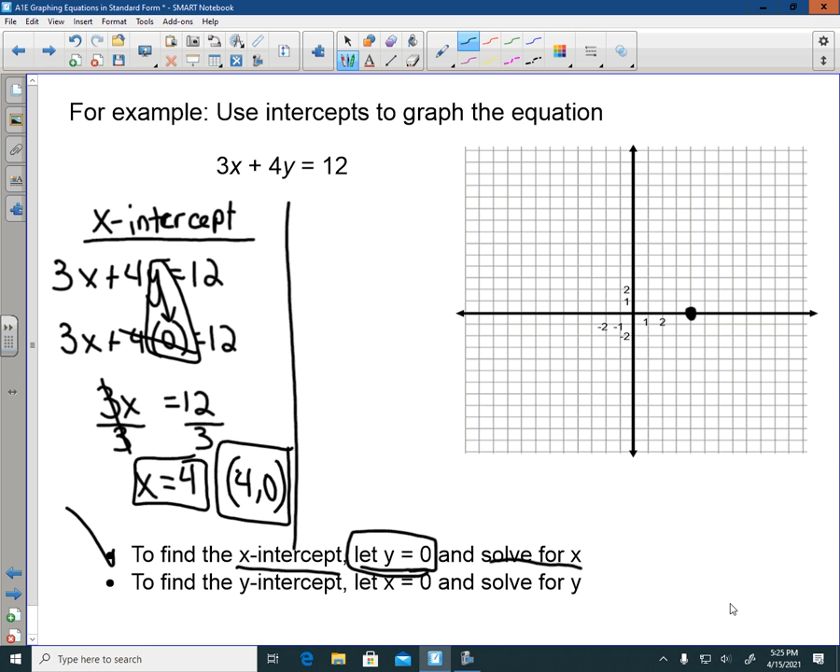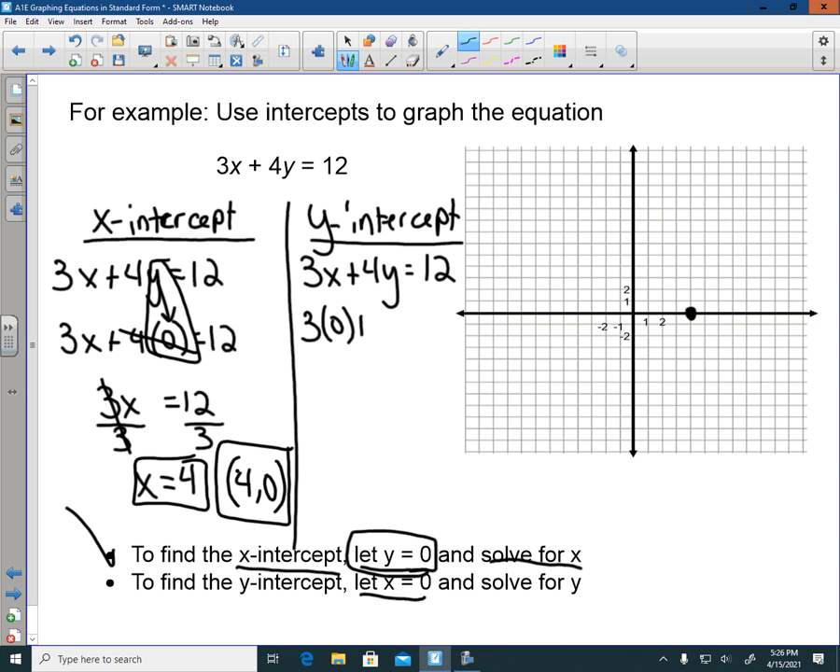We'll find the y-intercept. In order to do that, we have to let x equal 0. So here we've got our equation. Oh, well, let's write this down. Y-intercept. We're letting x equal 0 this time. So we have our equation, 3x plus 4y equals 12. But now we're going to let x equal 0. So we have 3 times 0 plus 4y equals 12.